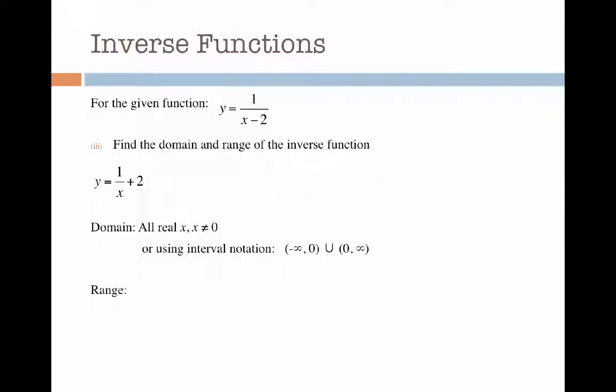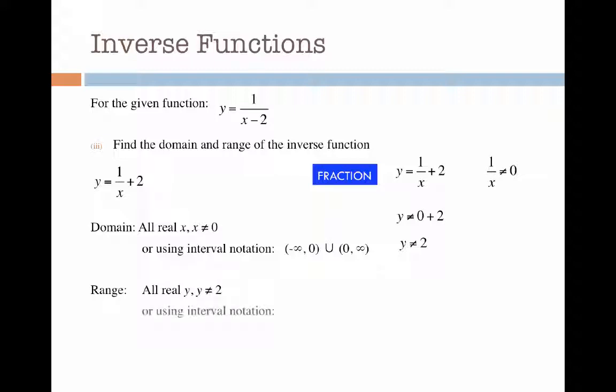Now we look at the range. Are there any restrictions on the range? Well, there is a fraction on the right-hand side of our inverse function, and we know that with our fraction, 1 over x will never be able to be equal to 0. This means that y won't be able to be equal to 0 plus 2, or y won't be able to equal 2. So our range will be all real y, with the exception of y cannot equal 2. Or using interval notation, we range from negative infinity up to 2, union 2 to infinity.